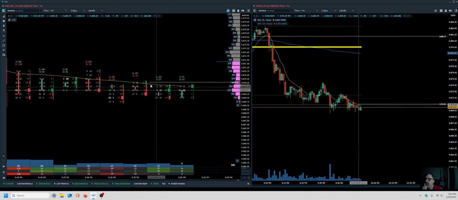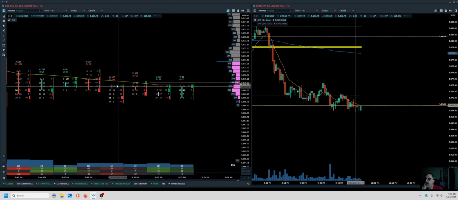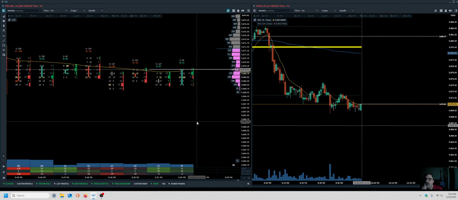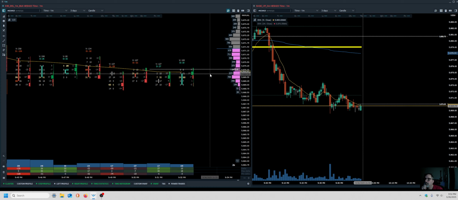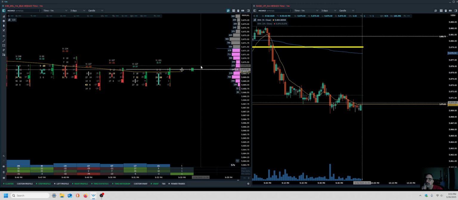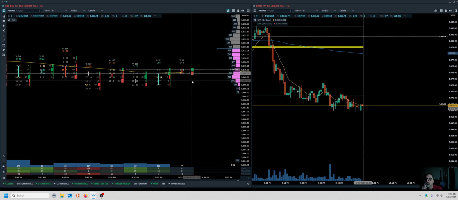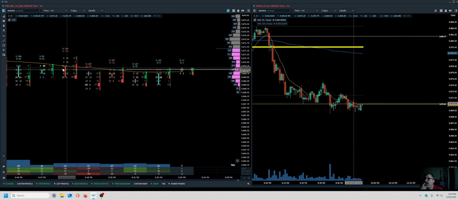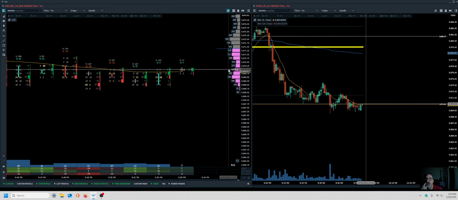Imbalances here, no imbalances here. Yeah, we do. So let's see what happens here. So we'd have to come up one tick above here. So a tick above 870.25 is where we would get filled. We wouldn't have gotten filled yet. You go one tick above here to get filled.